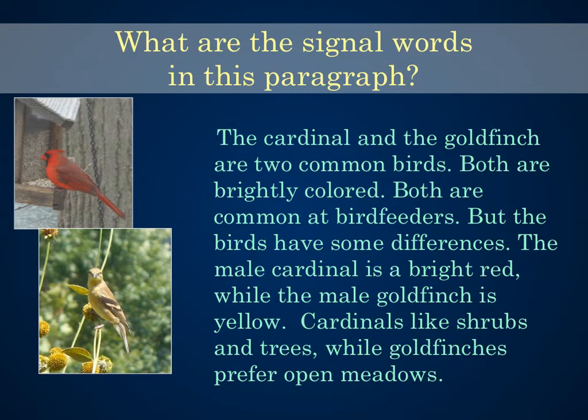What are the signal words in this paragraph? Read along with me. The cardinal and the goldfinch are two common birds. Both are brightly colored. Both are common at bird feeders, but the birds have some differences. The male cardinal is a bright red, while the male goldfinch is yellow. Cardinals like shrubs and trees, while goldfinches prefer open meadows. What are the signal words in this paragraph?